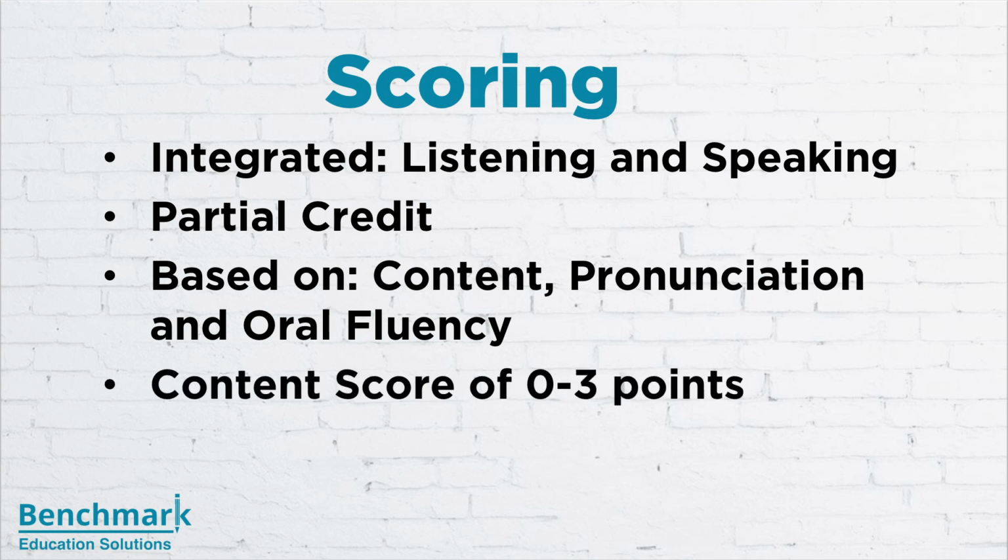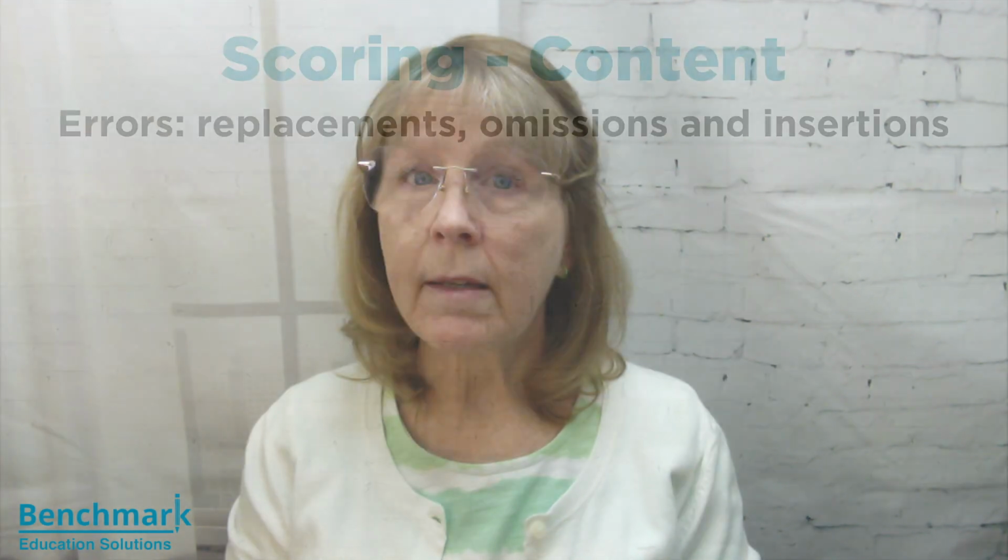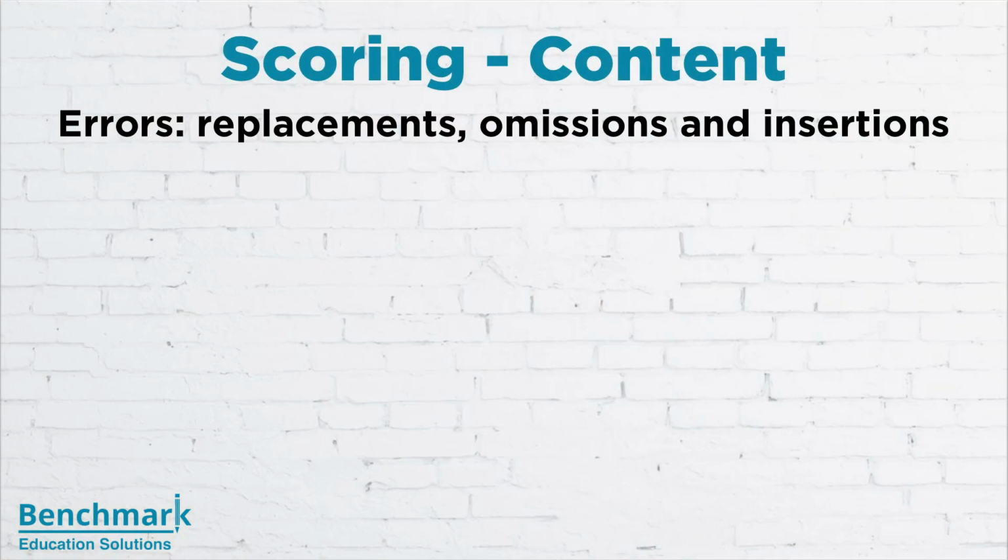Your content score ranges from a scale of 0 to 3, and your pronunciation and oral fluency are scored on a scale of 0 to 5. Let's take a closer look now on how you're scored based on content. Errors in content consist of replacements, omissions, and insertions. I'll give you examples of those in just a bit.